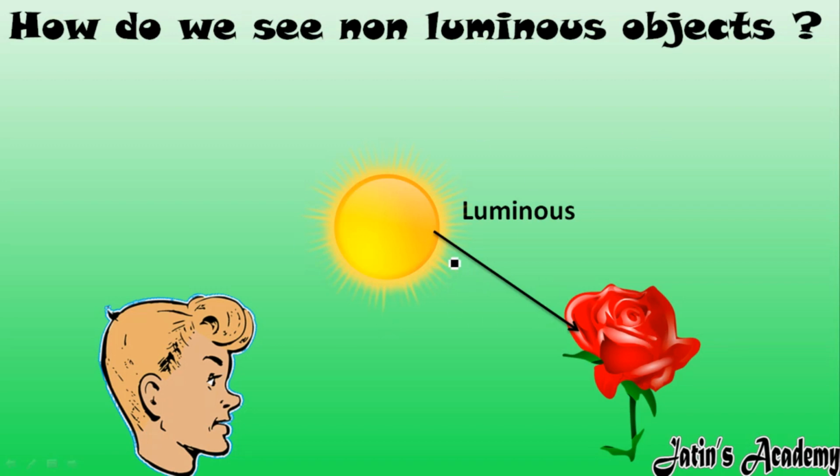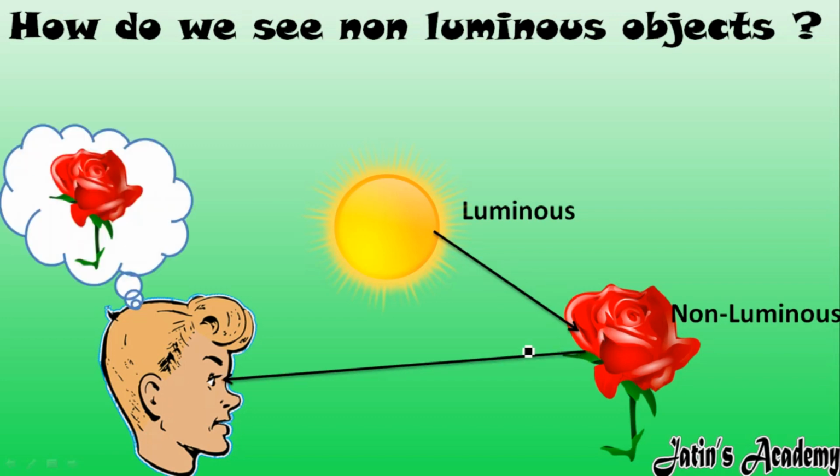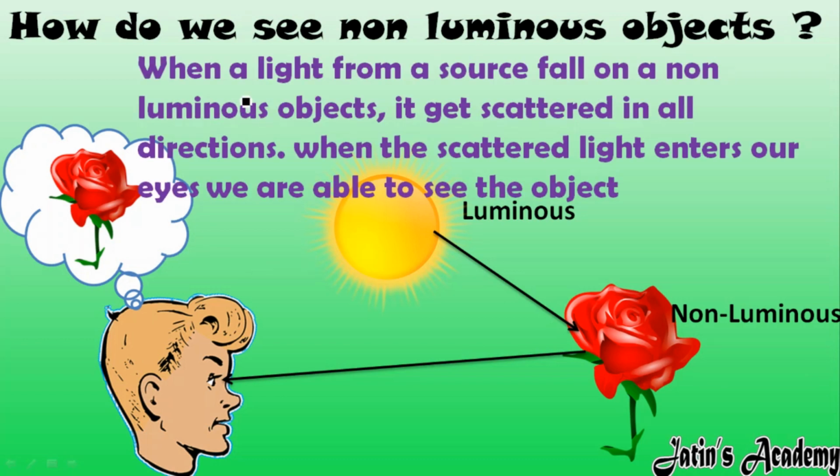But if I consider one ray of light striking a non-luminous body, after striking the non-luminous body, this ray of light will reflect back into our eyes. Whenever these light rays enter our eyes, we are able to see the image of that object. With the help of a luminous body, we are able to see the non-luminous body. Clear?